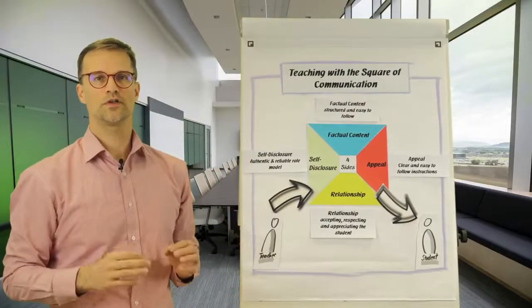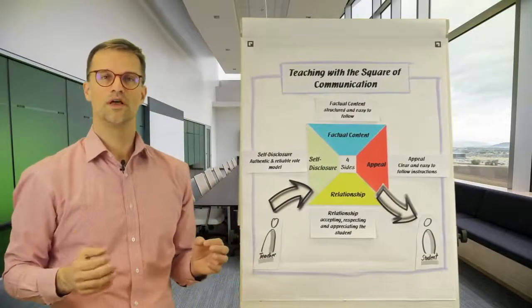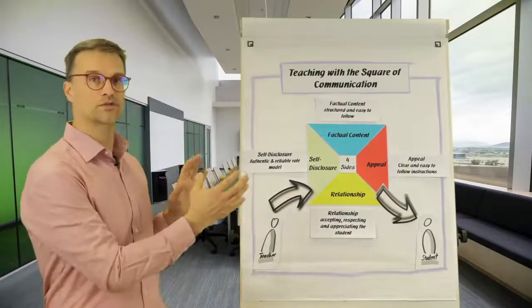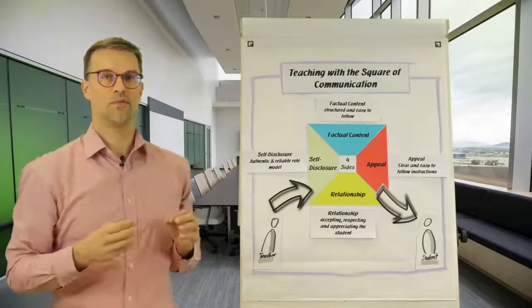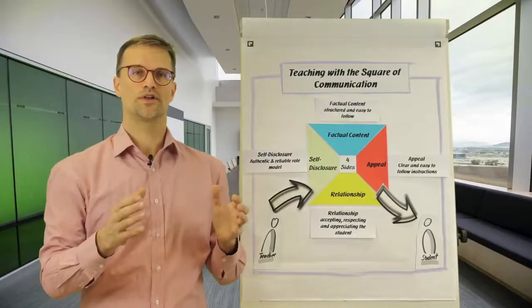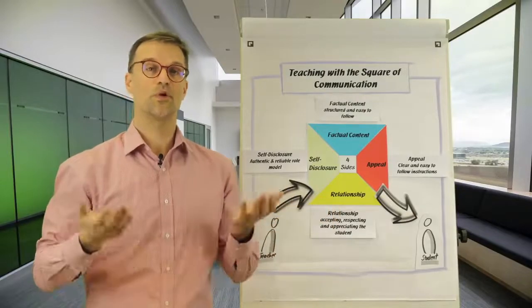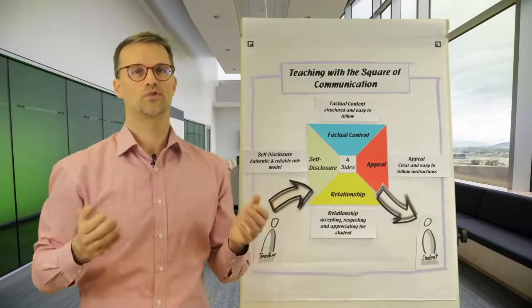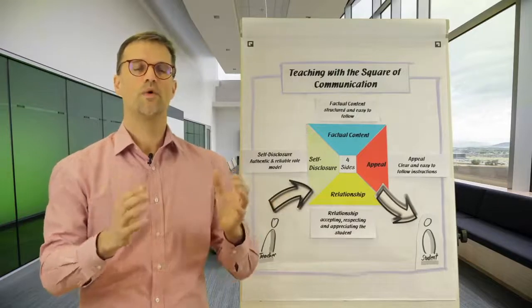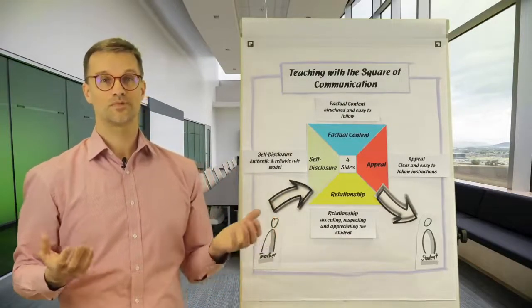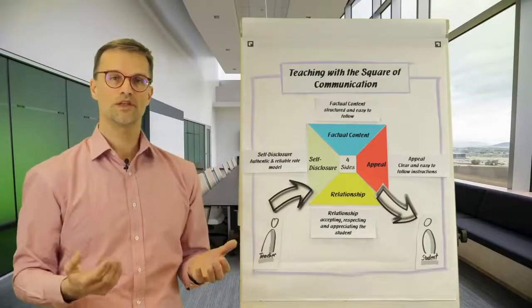Teaching professionally with the Square of Communication means a teacher needs to be aware of each side of the Square of Communication so his message will reach the participant in a positive way. By doing so, the participants are more motivated to use the knowledge we trained back home at their workplace. This was the explanation of the Square of Communication.